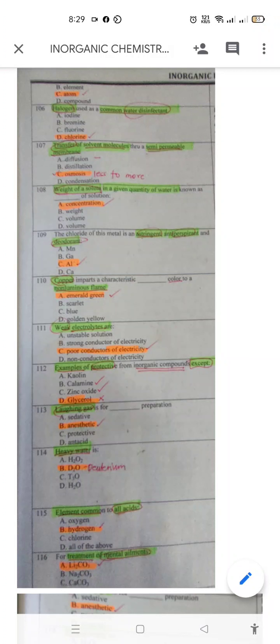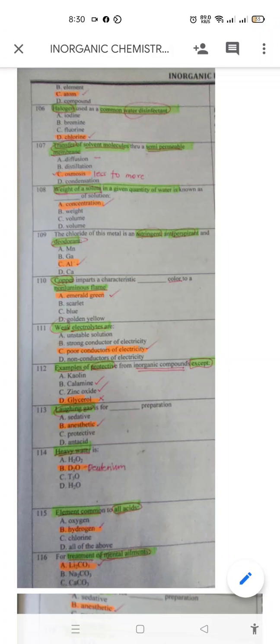Number 108, the weight of solute in a given quantity of water is known as your concentration. So, the weight of solute over a quantity of water. This may be expressed in molarity, normality, molality, and percent. So, kapag concentration naman, it is expressed as your molarity, normality, molality, and percent.